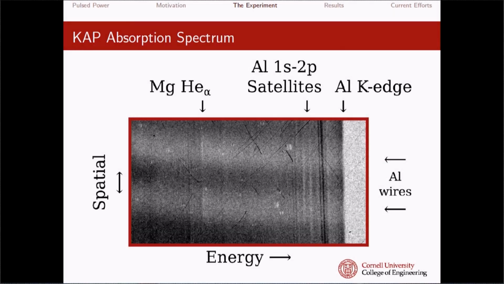So what you can see is we're using two aluminum wires here. This is the spatial direction. Energy is increasing from left to right. And they were initially spaced by about a millimeter between them.